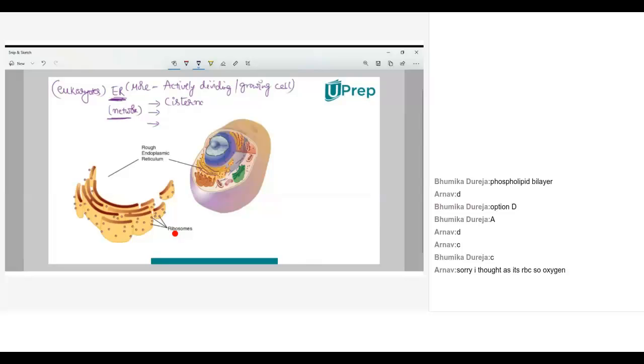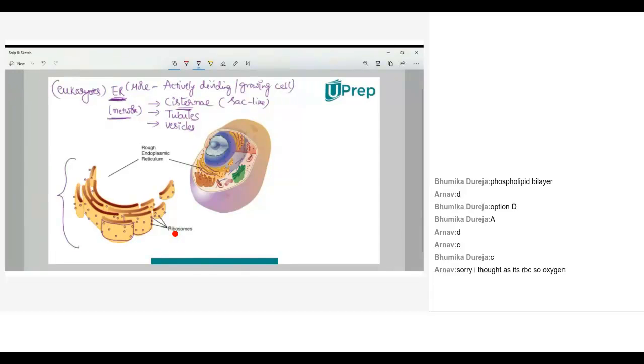Cisternae, tubules, vesicles. These are the three parts which make up the whole endoplasmic reticulum structure. This is the whole endoplasmic reticulum structure shown in an elaborate way. Now, cisternae are sac-like structures. Here you can see, these are the cisternae.